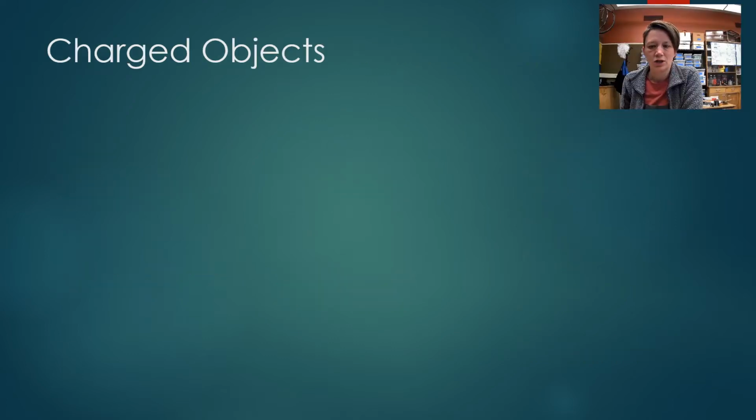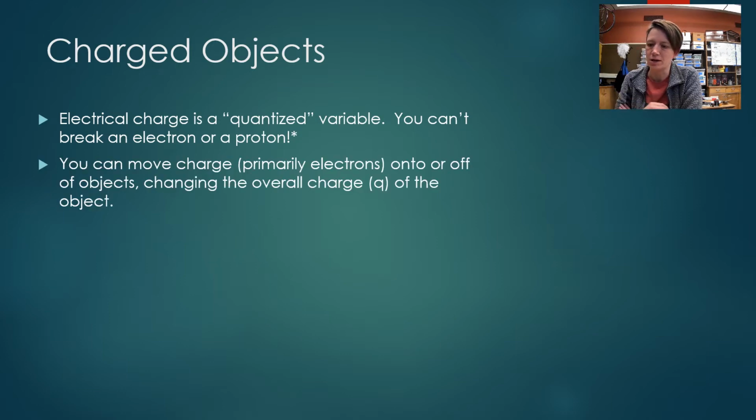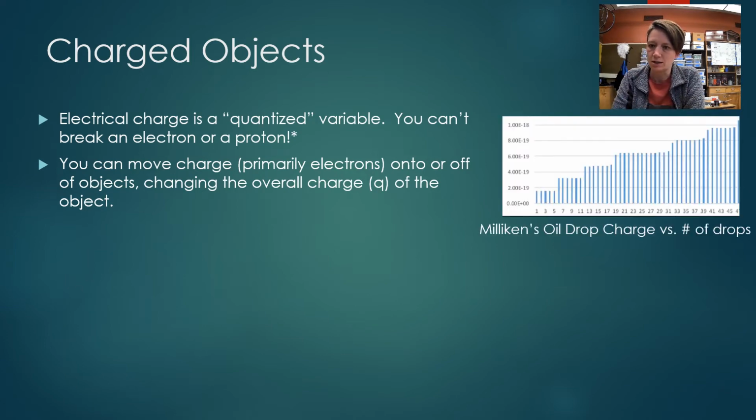In addition to having charged particles, we could have an entire object that would be charged. But the important thing to note is that we consider electrical charge a quantized variable, which means that you can only add whole electrons or protons or take away whole electrons and protons. You can't put part of an electron or a proton in an object. When you add these protons and electrons, you're going to be changing the overall charge of the object by the quantity of one electron unit of charge, that 1.6 times 10 to the negative 19th coulombs.